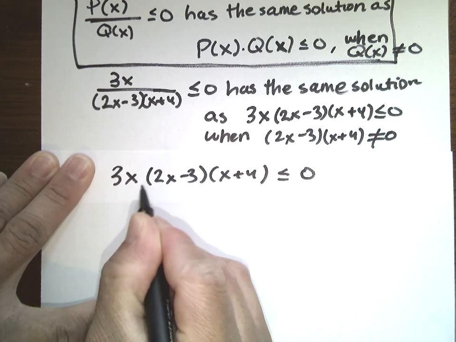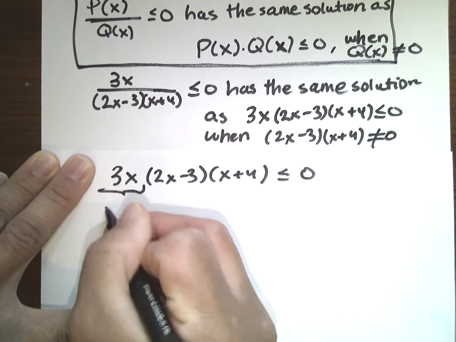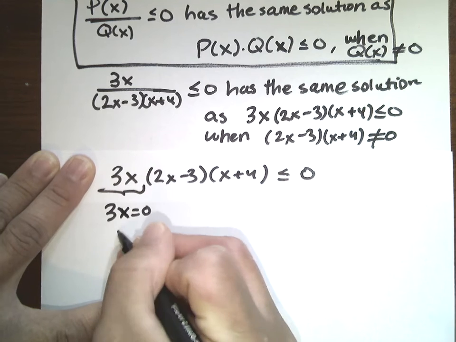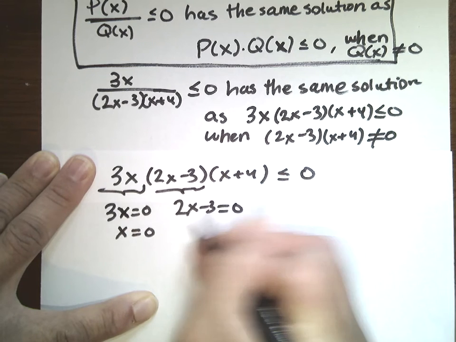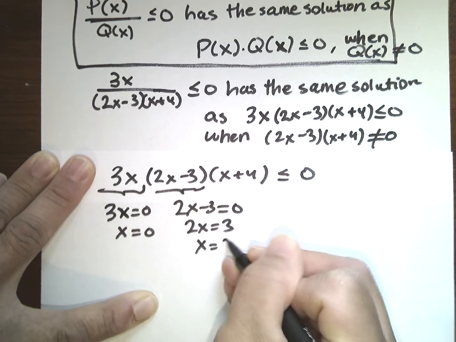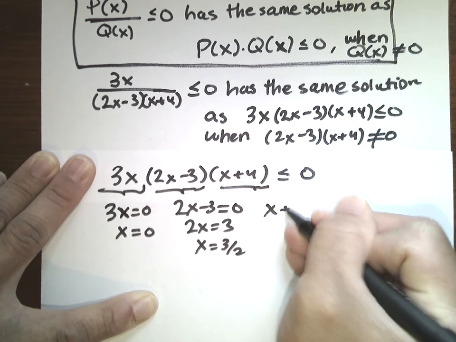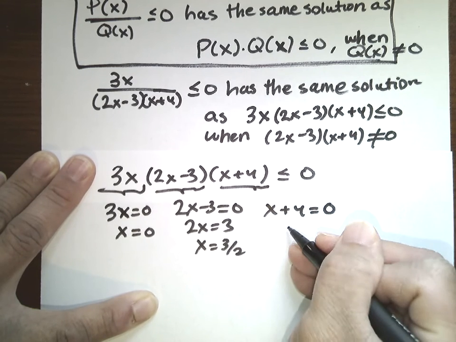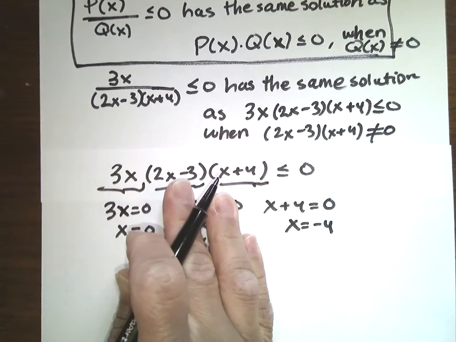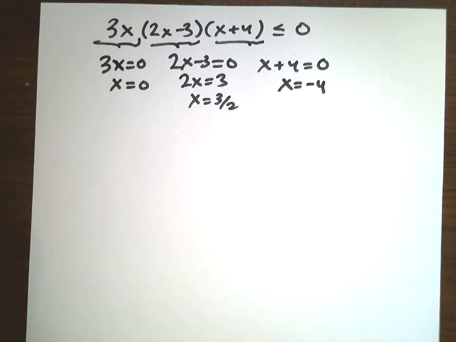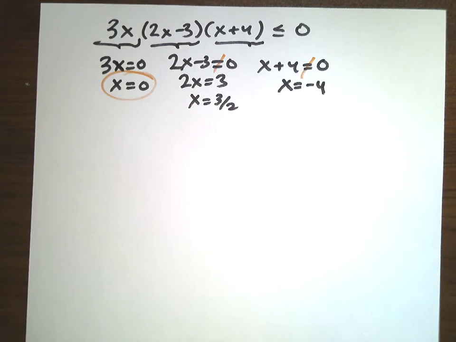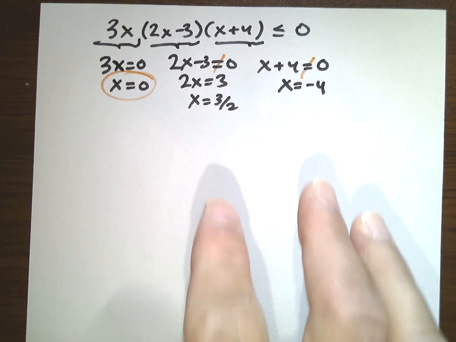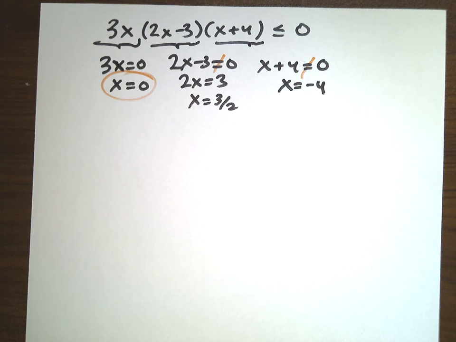All right, now I'm going to first of all figure out when each factor equals 0. This one equals 0 when x is 0. And this factor right here equals 0 when x is 3 over 2. And this factor will equal 0 when x is negative 4. All right, now I know that this one can equal 0, but these two cannot equal 0 because these were the two that were in the denominator originally. All right, so keep that in mind.